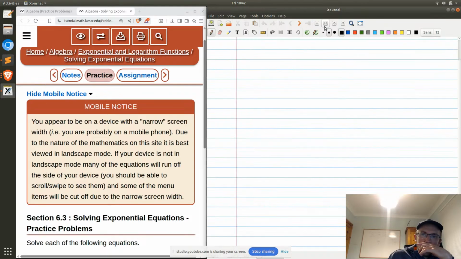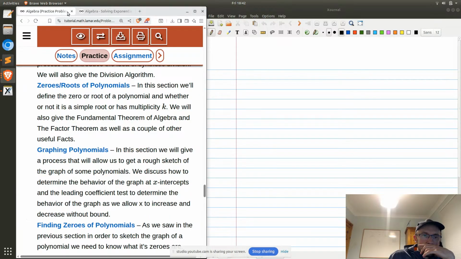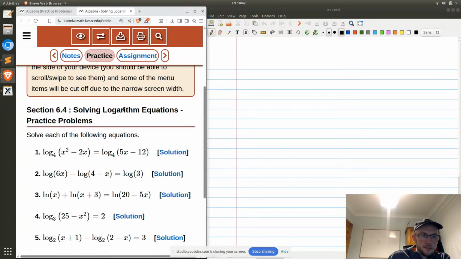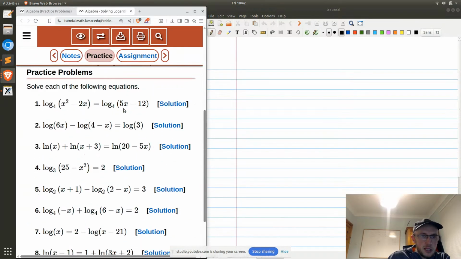Okay, and where to next? Logarithm equations. Logarithm equations. Right, so 9 problems, better get cracking. Better get to solving.